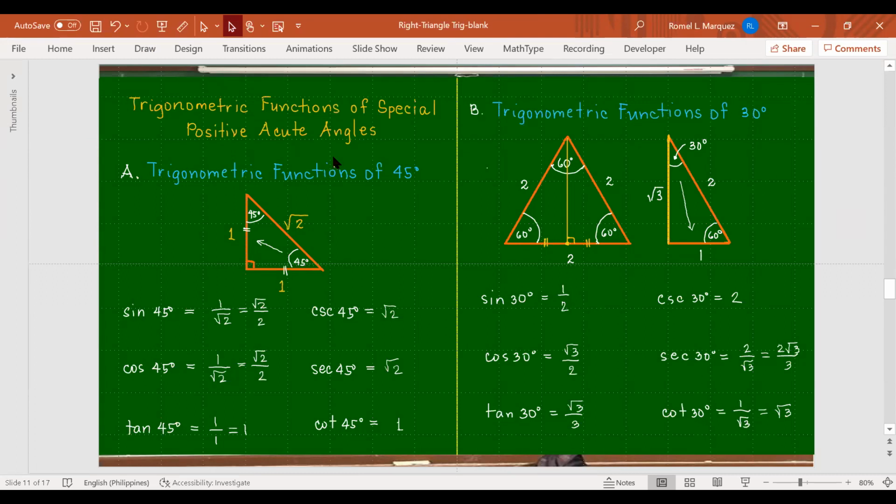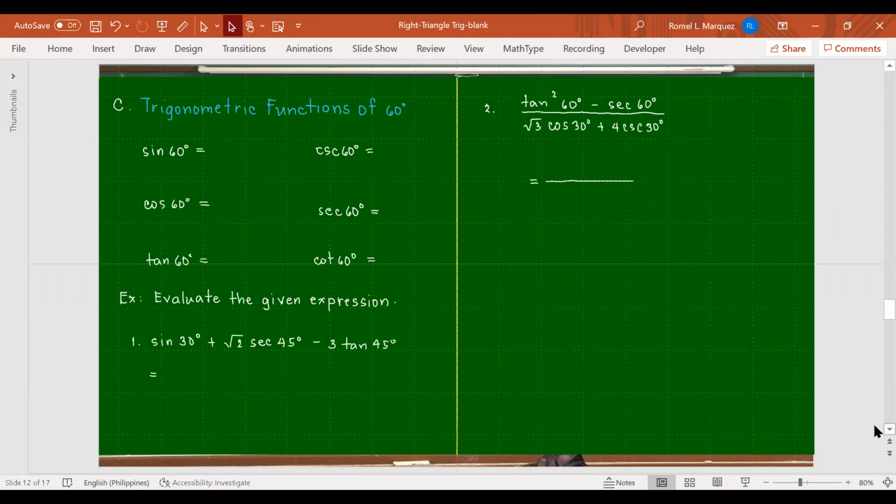Okay, that ends. Actually, there are still the trigonometric functions of 60 degrees. And I am giving you responsibility to answer this. I will be posting this in FB. Then you're going to answer for additional points. Okay, guys, that's it. If you don't have questions, it's already time because our table is already ready for lunch.